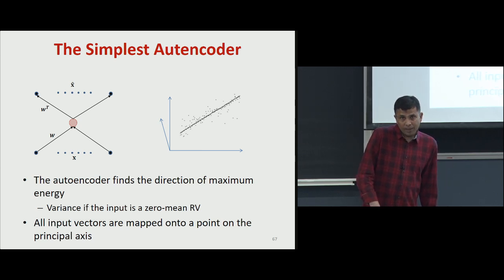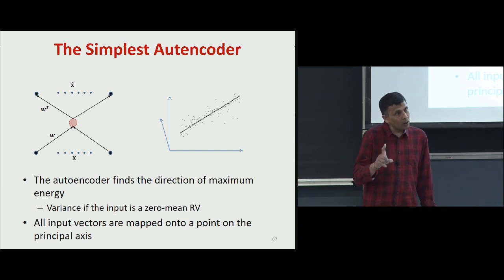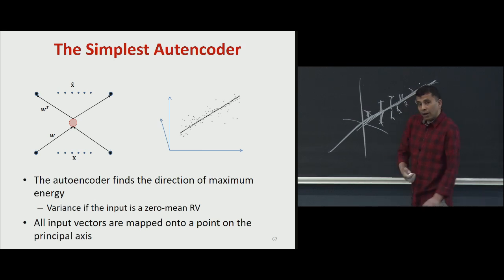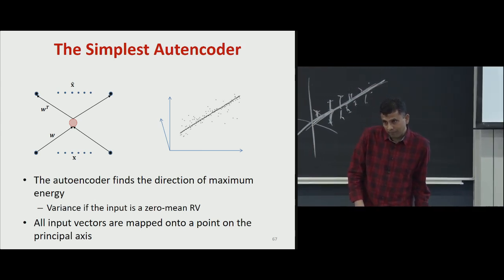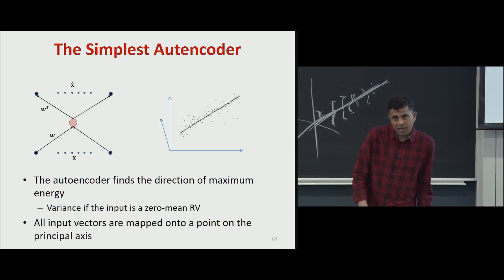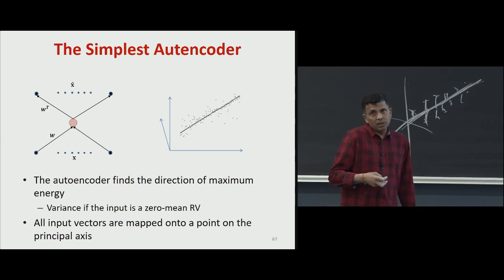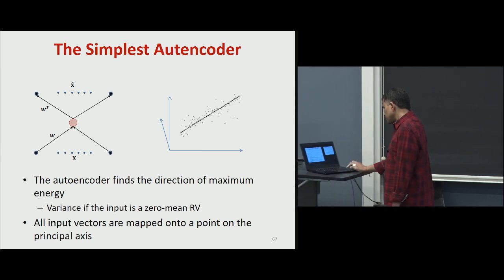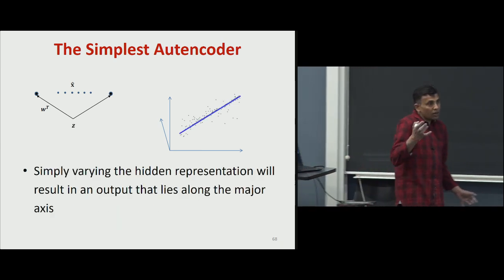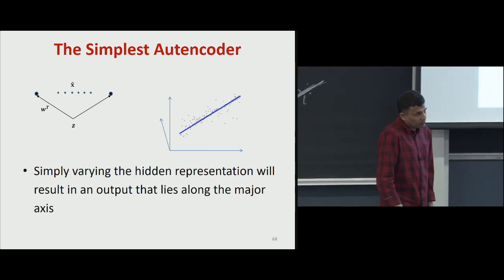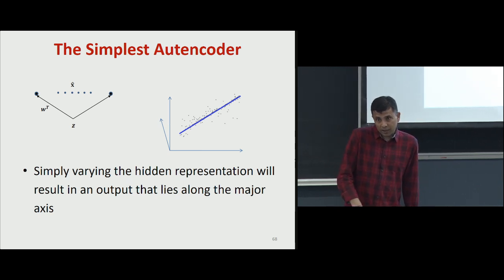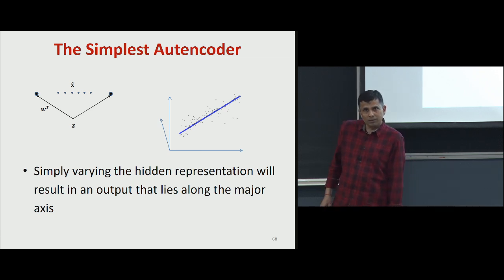Now suppose I train this network and look at the outputs. The outputs of this network can only be extensions of this vector. It cannot reconstruct anything that's not an extension of the vector, which is the weights vector, right? So basically, all input vectors, regardless of what input you provide, are going to be mapped on to this simple principal axis, right? Which means that if I just take the decoder, or the reconstruction portion of the network, throw away the input, and start from the hidden unit, and I keep exciting the hidden unit with different values, the output is always still going to be on this line, because that's all it can reconstruct, right?